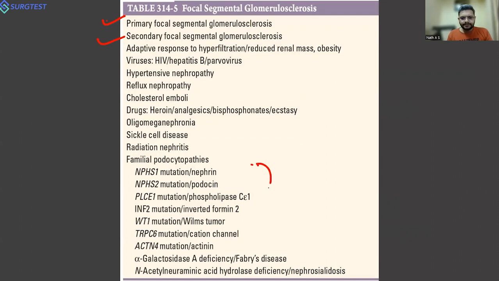So your mutations are here. You can get some fact-based MCQs from mutations. You have your inborn errors of metabolism here towards the end. You have Fabry's disease and all that.